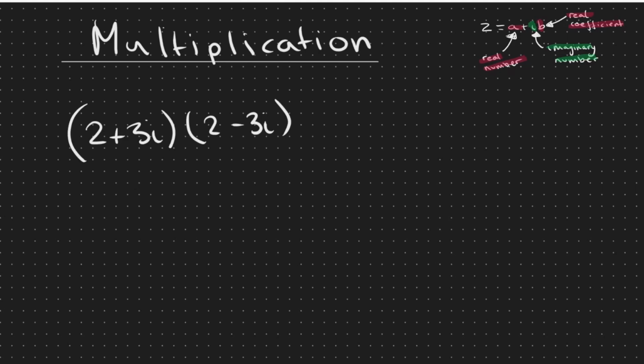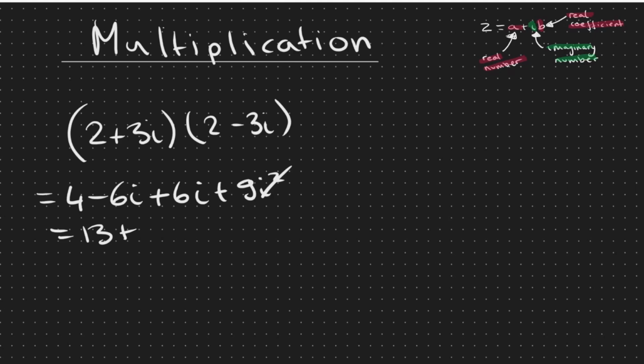Now this is going to introduce us to another topic, the next part of this video, but let's just do this for now. Let's just keep expanding. 2 times 2 is equal to 4, minus 2 times minus 3i is 6i. You might already notice where this is going. Then 3i times 2 is plus 6i. And 3i times minus 3i would be minus 9i squared, which becomes plus 9. So this would be equal to 4 plus 9, 13, plus minus 6i plus 6i is just 0. So we're just left with 13.